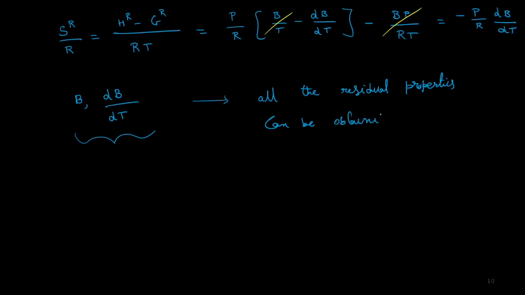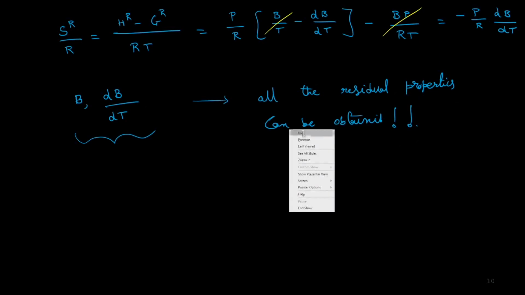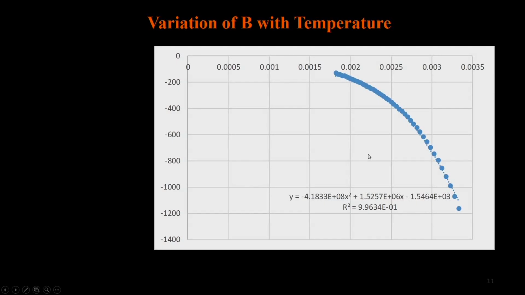Can be obtained. And once I have the residual properties and I have the ideal gas specific heat, then I can calculate all the property changes that are of interest. So then the next thing to ask is how the second virial coefficient changes with temperature.